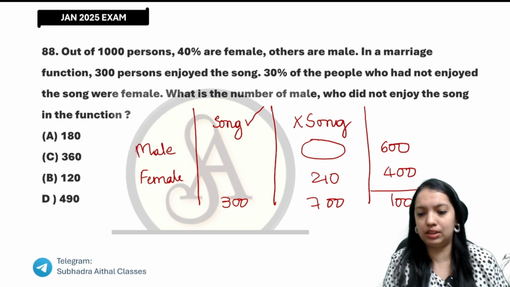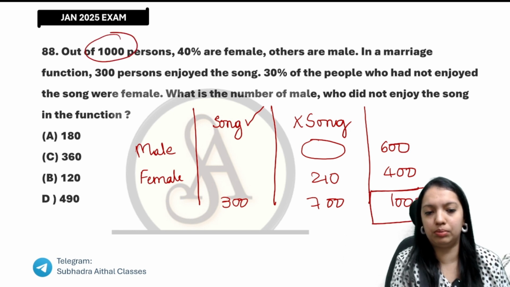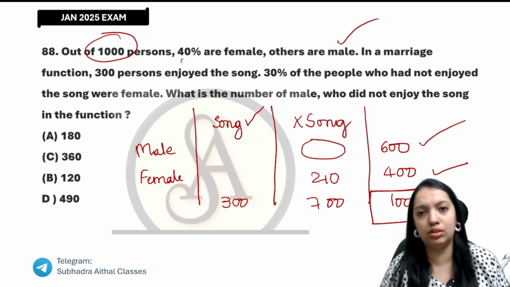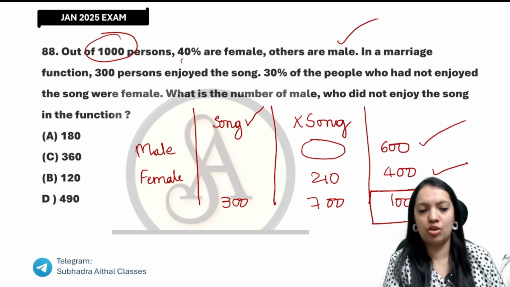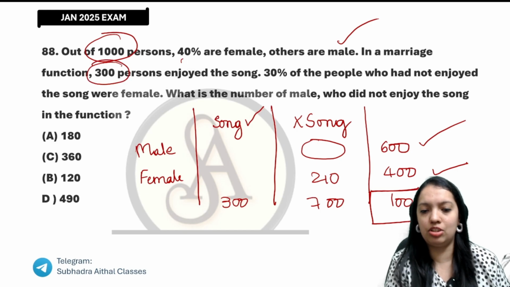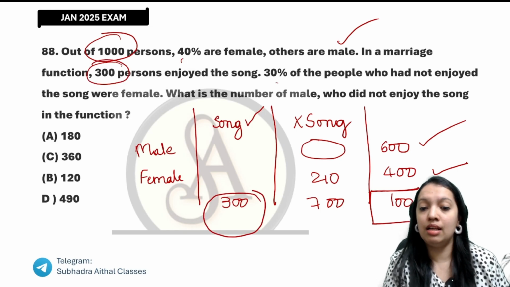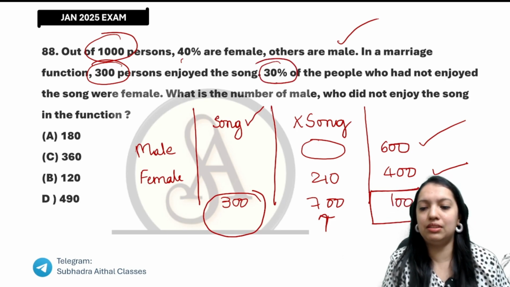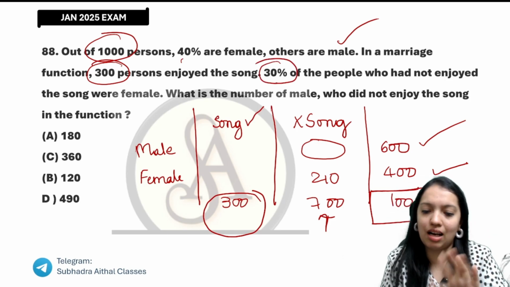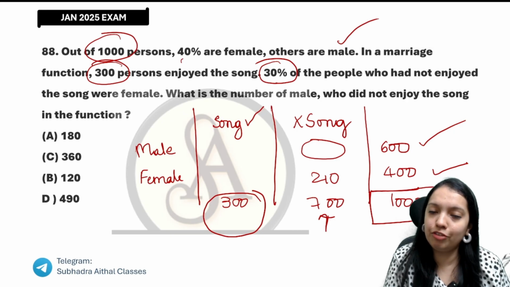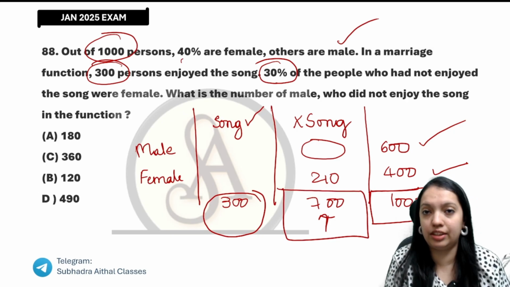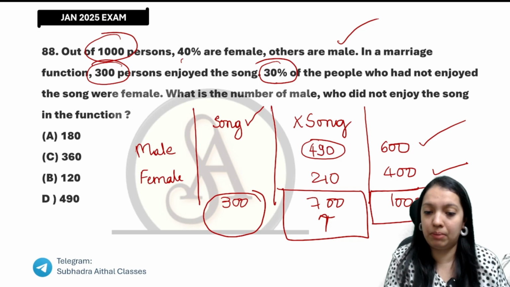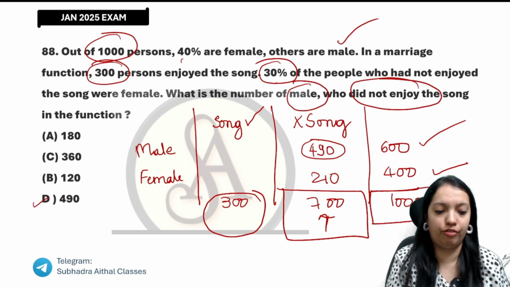Next, out of 1000 persons, 40% are female, correct? And others are male, so 600 are male. In a marriage function, 300 persons enjoyed the song. That means the balance 700 did not enjoy it. 30% of the people who did not enjoy songs are female. You have to find the balancing figure. If this total is 700, out of which 210 are female, obviously 490 are male persons who did not enjoy.